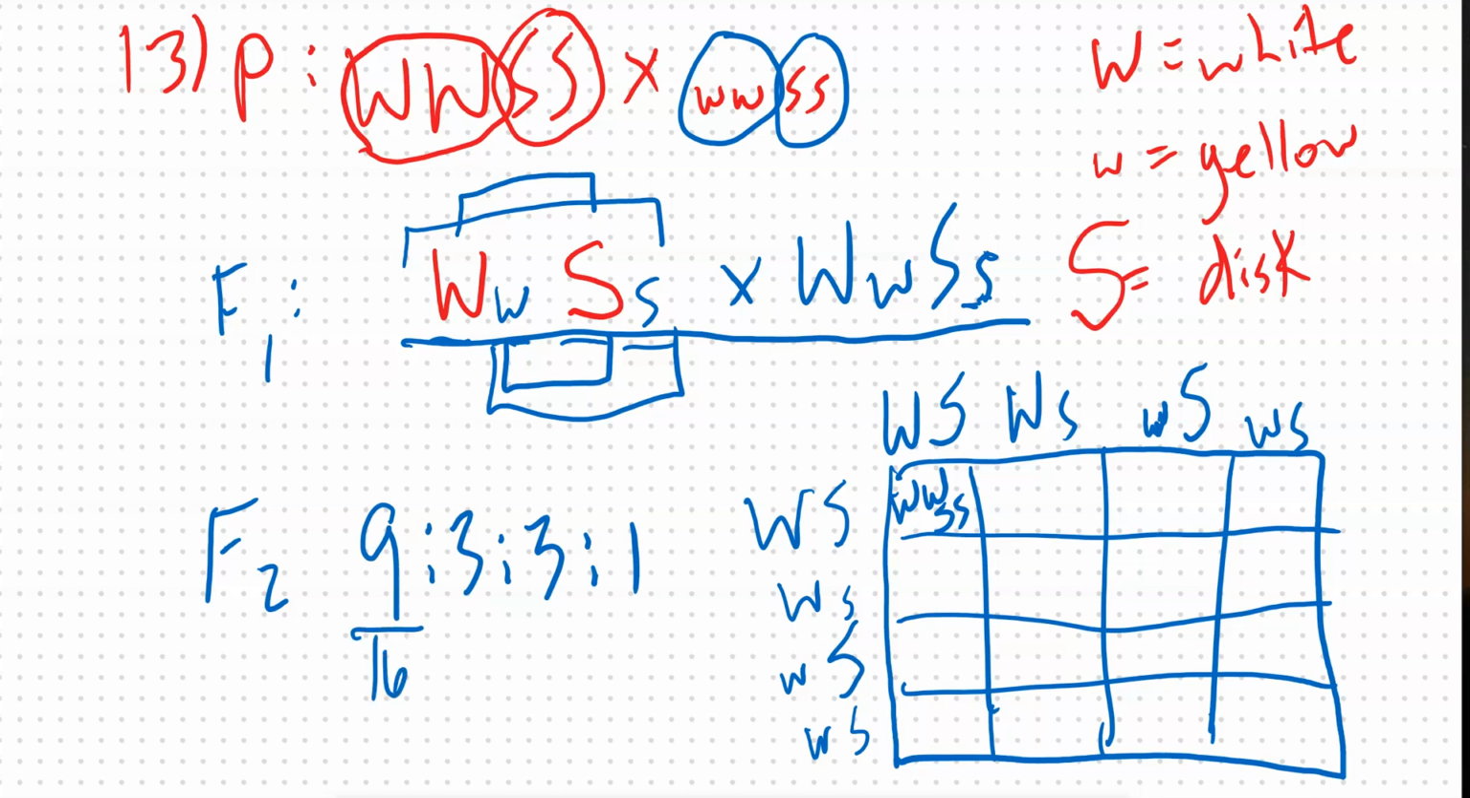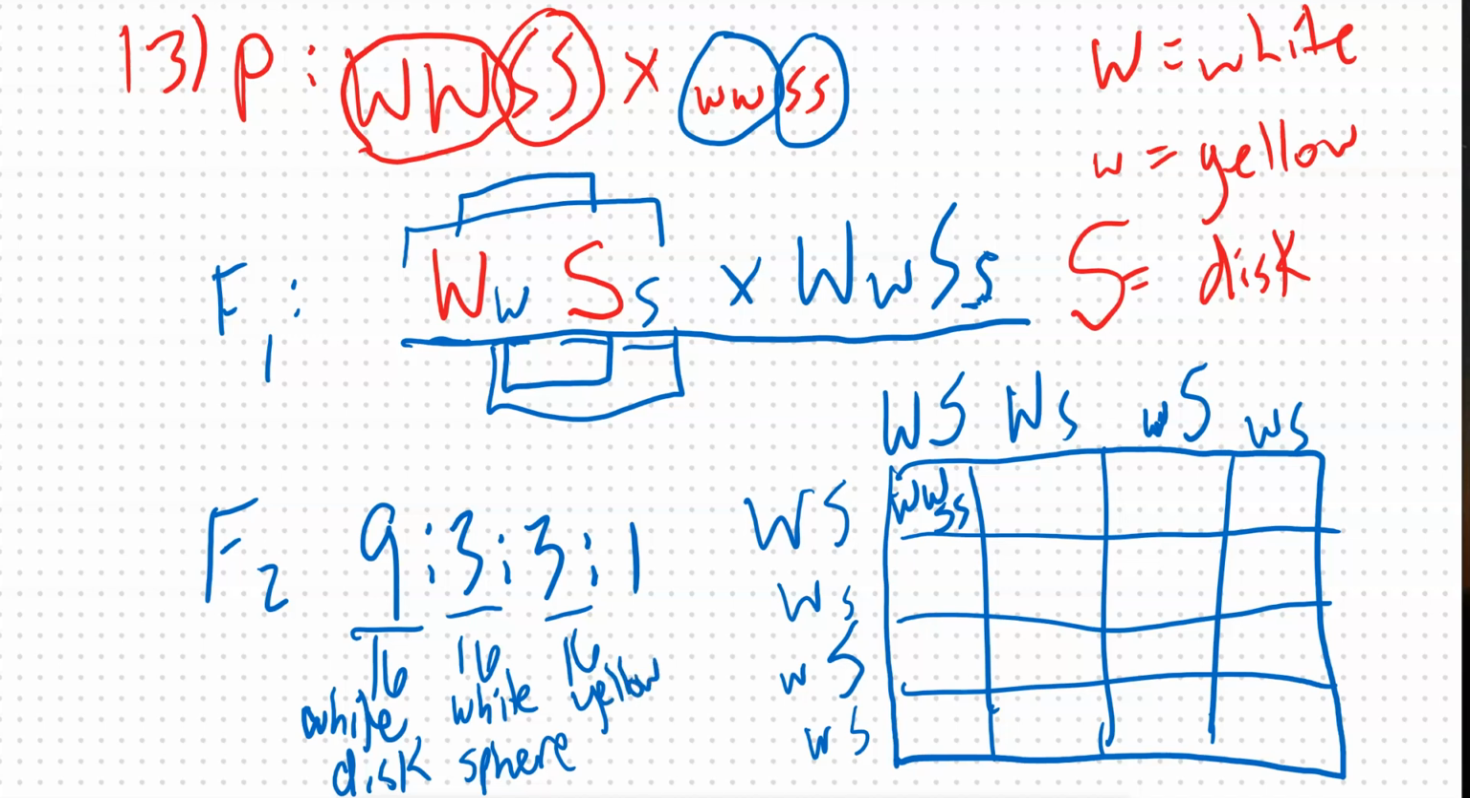And this 9/16 is going to be both dominant, so it's going to be white and disc shape. This 3/16 is going to be 1 dominant, so this could be white, and then 1 recessive, so this is, what is it, sphere. This is going to be 3/16, which is going to be 1 recessive, so in this case we'll call this recessive yellow, since it has to be different than the one before, which is white. And then this would be disc, because it would be the dominant. And then this one would be both recessive. So yellow and disc shape.